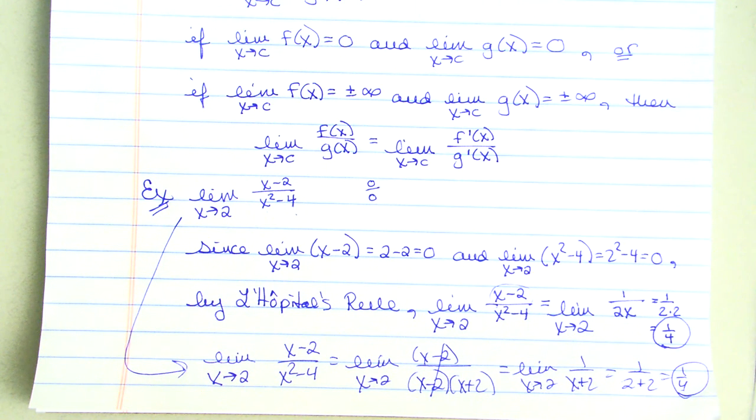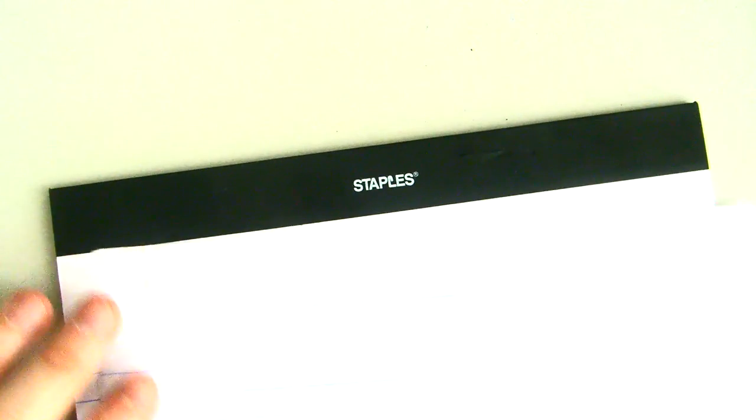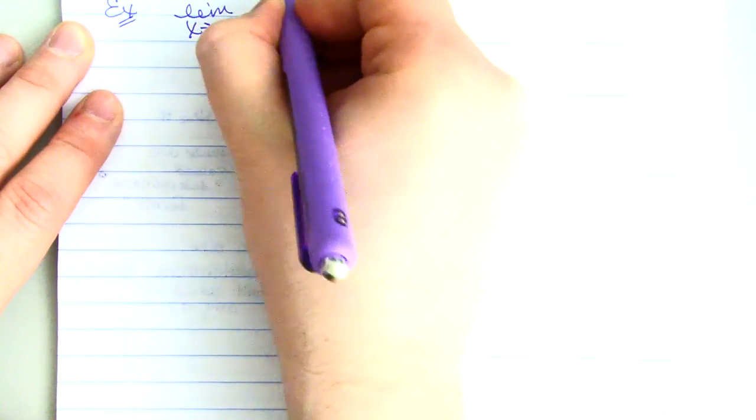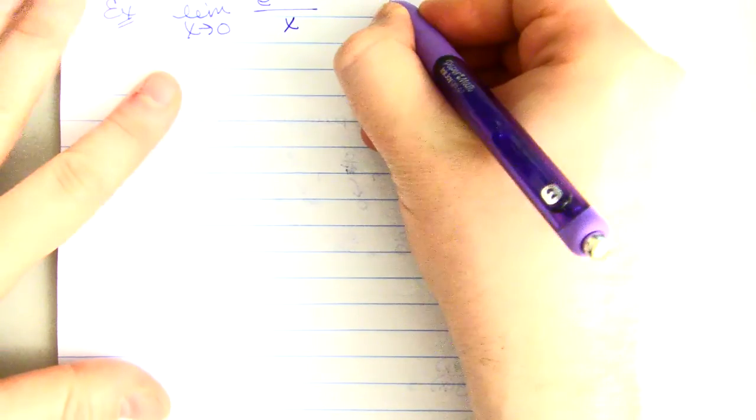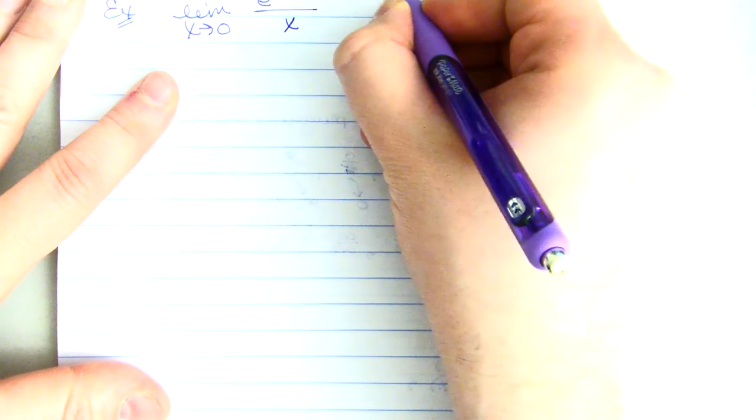So let me show you another one. Let's take a look at this. Let's do the limit as x approaches 0 of e to the 2x minus 1 over x. And I'm going to plug in. And I'm going to get e to the 0 minus 1. 1 minus 1, that's 0 over 0. So, yep, I'm allowed to use this new L'Hopital's rule.